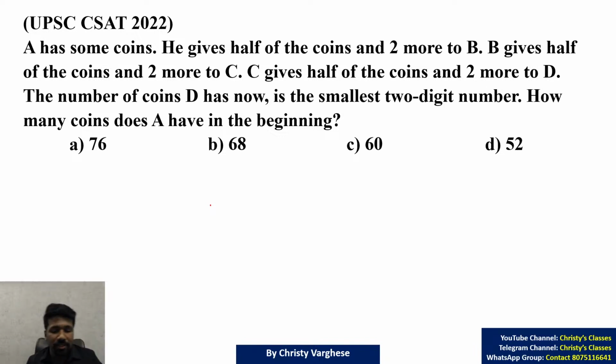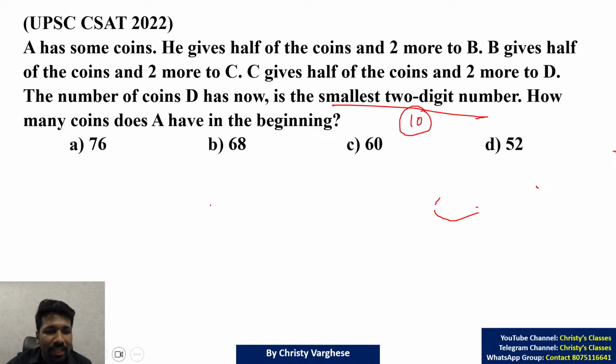Okay, so this question, due to lack of time, I will start explaining. Some of you got an answer. Let's see. A has some coins. He gives half of the coins and 2 more to B. B gives half of the coins and 2 more to C. C gives half of the coins and 2 more to D. The number of coins D has now is the smallest 2-digit number. What is the smallest 2-digit number? 10 is the smallest 2-digit number, na? So D has 10 coins. That is what the question is saying. So D is the last person, he is having 10 coins.